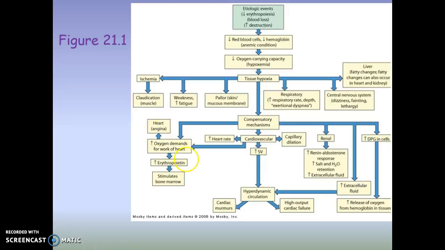So spend a fair amount of time on this, just looking through it. What's going on up here? Lack of oxygen results in tissue hypoxia. And so what does that do? Then you have the compensatory mechanisms. The heart and the kidney are going to be major components here. So this is part 1.